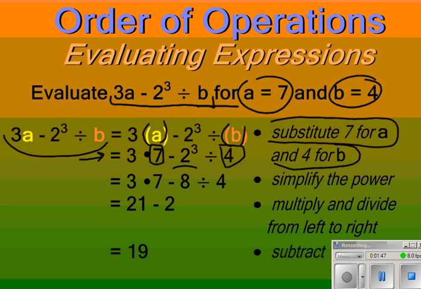And here's an example of working multiplication and division from left to right. You would not do 8 divided by 4 first. You do 3 times 7 minus, and here they did them simultaneously, so they did the multiplication and the division at the same time. If you're remembering and you're noticing that you're doing that, you can do that. And then you have 21 minus 2 equals 19. So the first step for using order of operations when evaluating expressions is to substitute the variables.